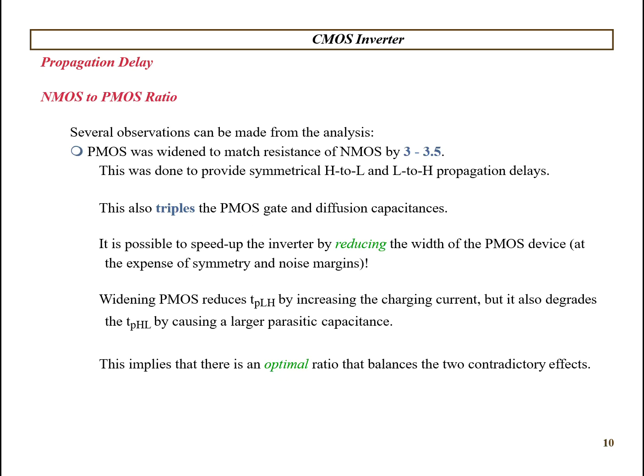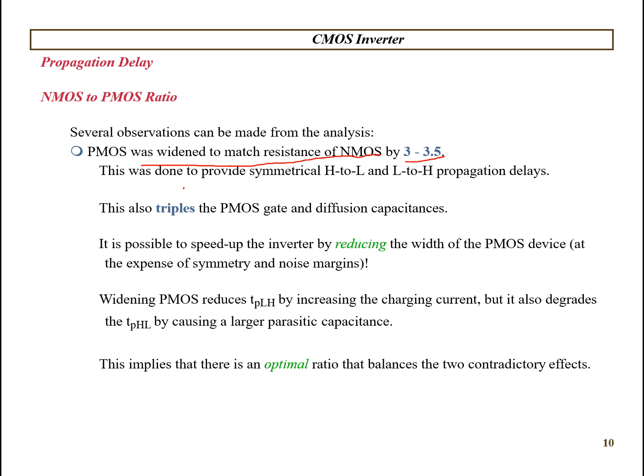In the propagation delay, we are going to discuss the NMOS to PMOS ratio, then the rise and fall time of the input and output signal, and delay in the presence of interconnect wiring. So in this video, we will start with the NMOS to PMOS ratio. Several observations can be made from the analysis: the PMOS was widened by 3 to 3.5 times to match the resistance of the NMOS, because the NMOS is much faster. To match its resistance value, we make the PMOS wider compared to the NMOS.